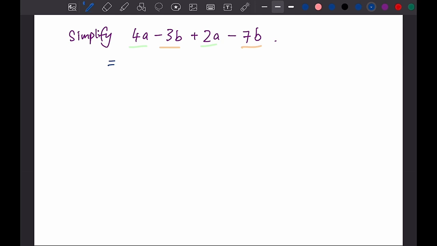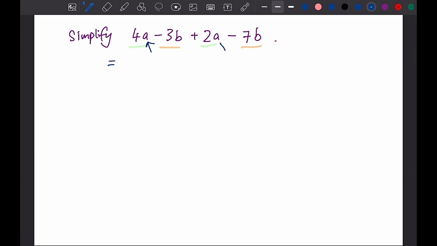So for simplifying an algebraic expression like 4a minus 3b plus 2a minus 7b, we need to understand that we have four terms over here. The first term is 4a, followed by 3b, followed by 2a, followed by 7b, and they are separated by addition or subtraction operations in between. The next thing is we need to understand what the like terms are. Like terms means they have the same variable, for example a and a.